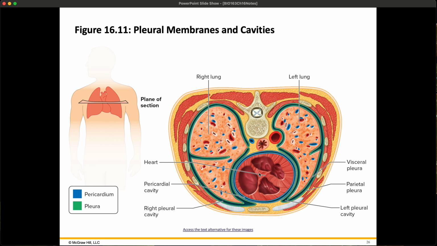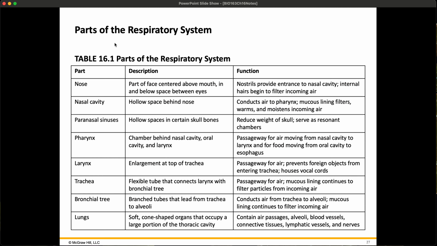This is the heart. These are just a chart with the parts of the respiratory system, their description and function. This is a great thing to study, a great thing to learn through.